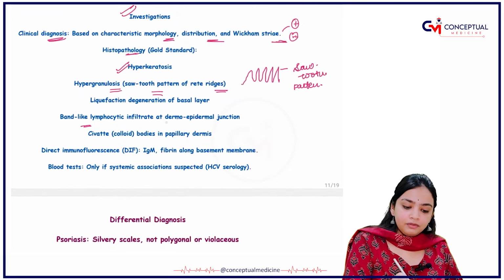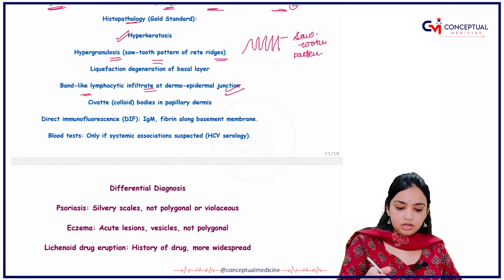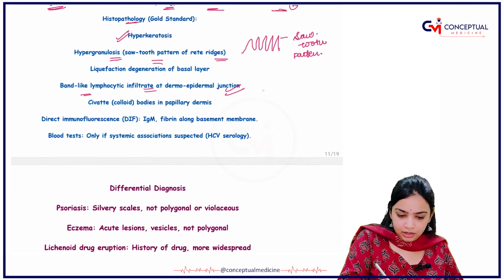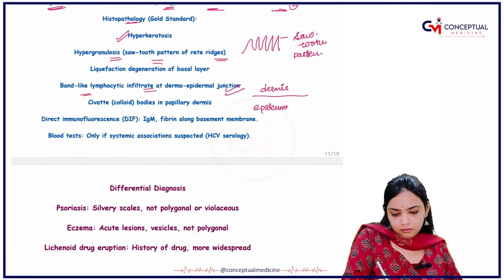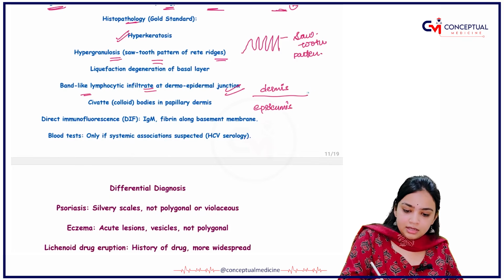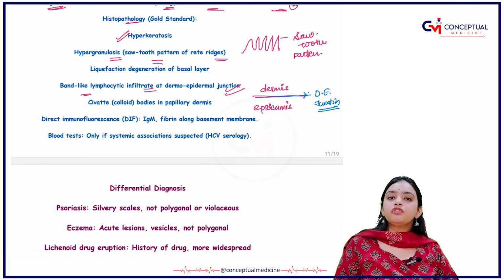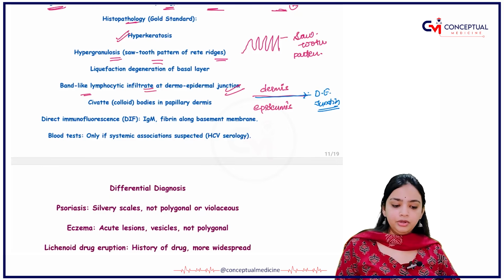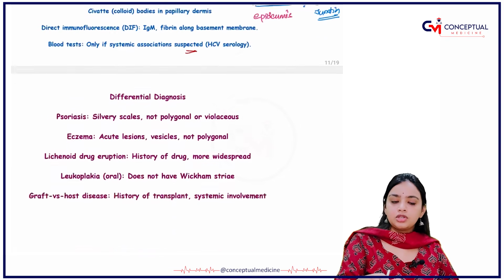Then there are band-like lymphocytic infiltrates at the dermo-epidermal junction. Like this is the dermis, this is the epidermis, and this is nothing but your dermo-epidermal junction, right? So there will be a band of lymphocytic infiltrates present over here. The blood test you will order only if systemic associations are there.